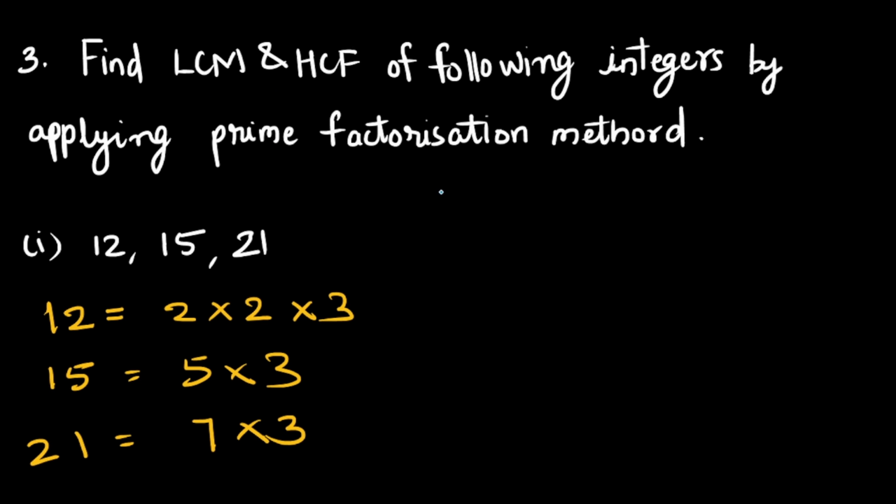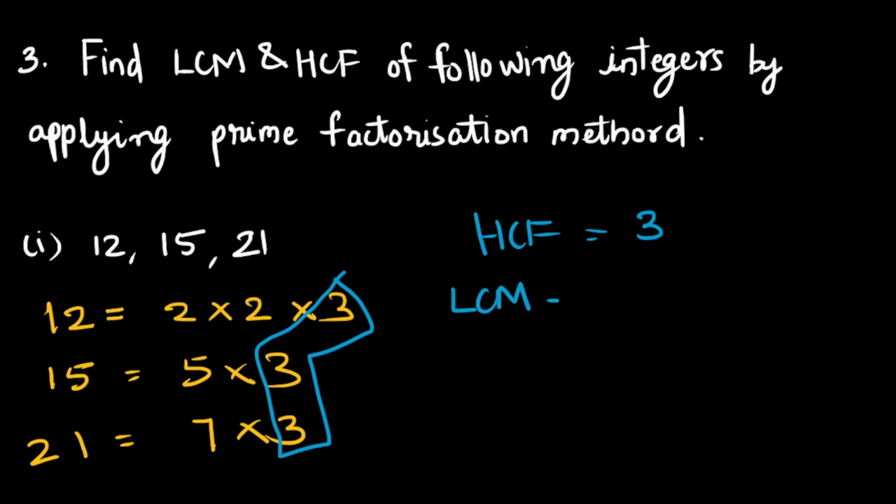So you need to find the HCF. You can see 3 is common, right? So I've taken the 3 outside, so HCF is 3. What about LCM? For LCM, we'll first write what is common with the highest power. 3 is common with the highest power, that is 1 itself. So 3 you will write only one time. Okay, I've taken the 3 which is common, write it only one time.